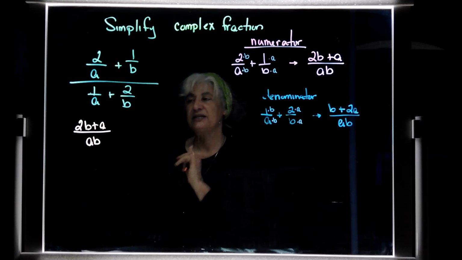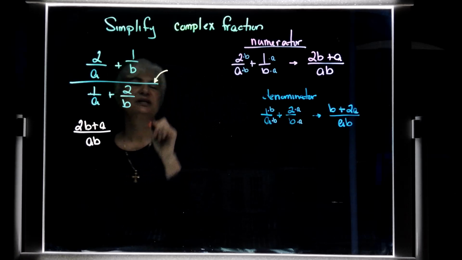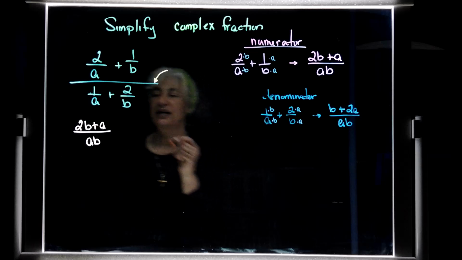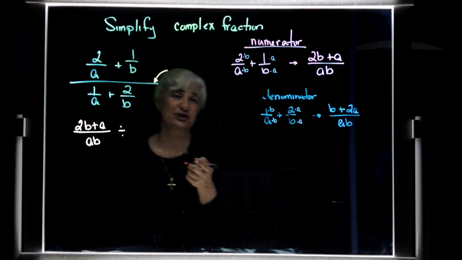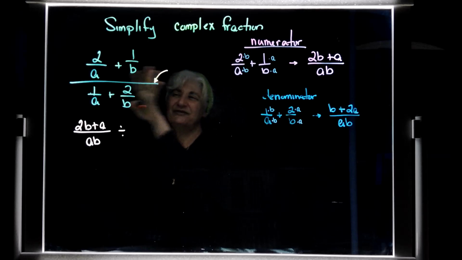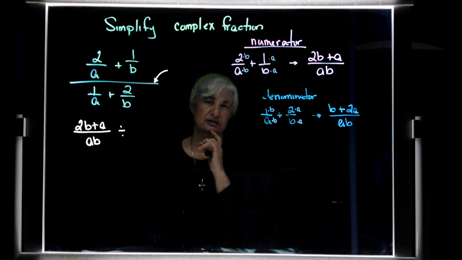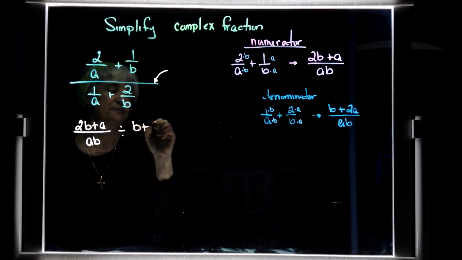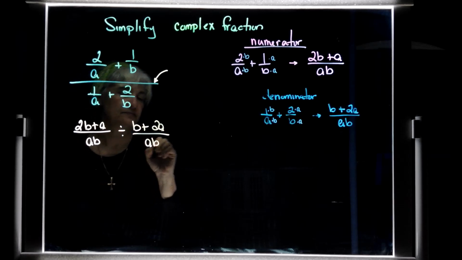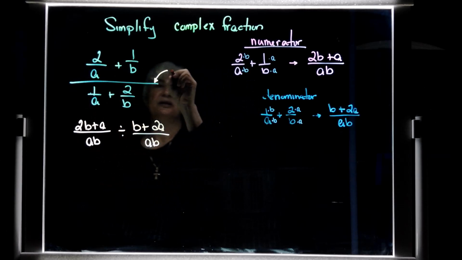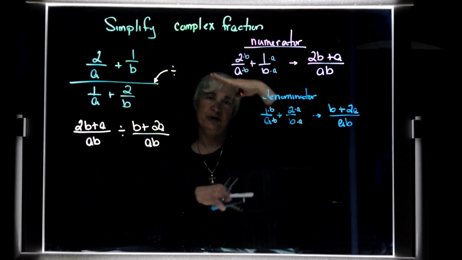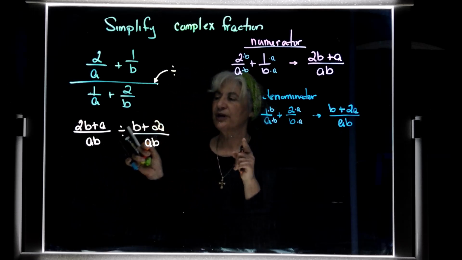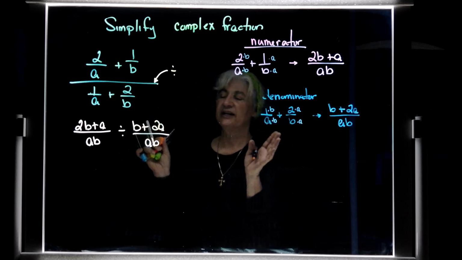Help me out a second before I continue. What does that line mean that separated numerator and denominator? Good, division. So do you mind if I write this technically as a division problem? Because then I kind of get rid of this complex fraction look. And so I'm taking the numerator and I'm dividing it by the denominator. Are you okay with that? Good. I'm grateful you remembered that that line separating the numerator and denominator meant division.